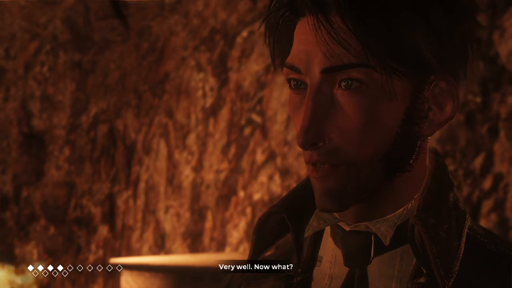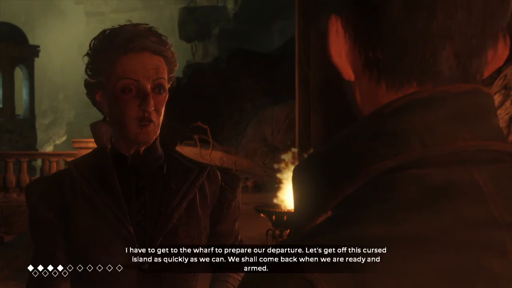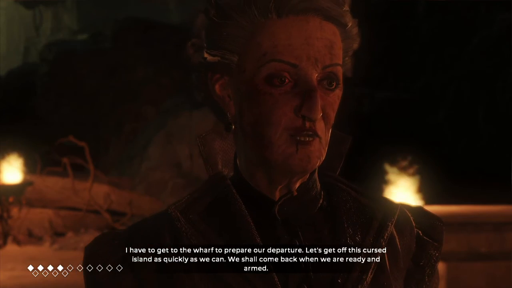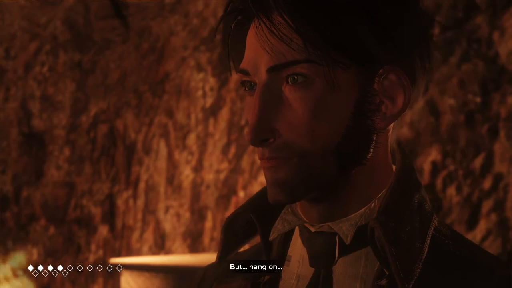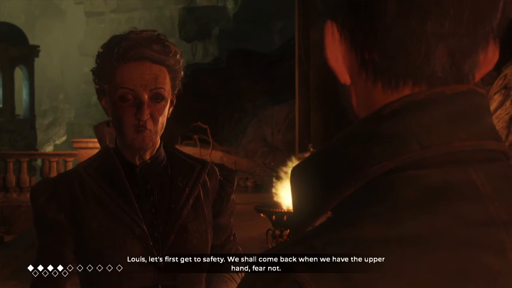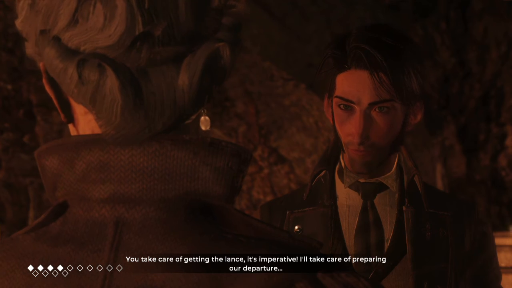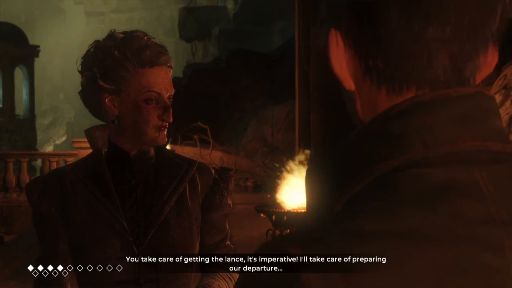Very well. Now what? Well, now you know what you need to find. Pardon? I have to get to the wharf to prepare our departure. Let's get off this cursed island as quickly as we can. We shall come back when we are ready and armed. But hang on. Louis, let's first get to safety. We shall come back when we have the upper hand. Fear not. You take care of getting the lance. It's imperative. I'll take care of preparing our departure.